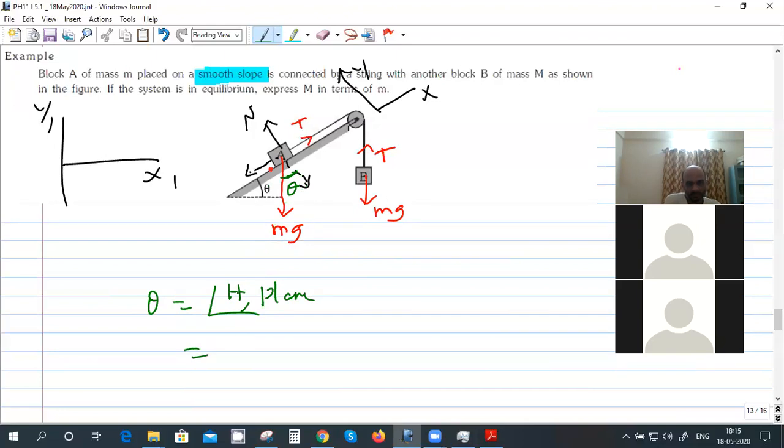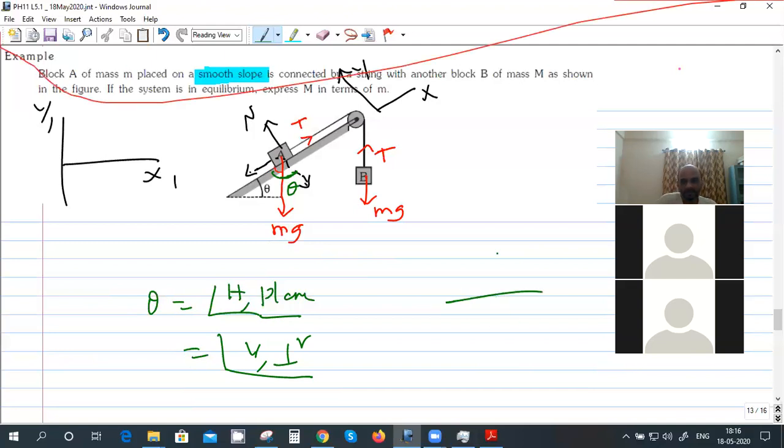So perpendicular to horizontal is vertical and perpendicular to the plane is normal. The angle between two lines and the angle between their normals are the same. That is the way to remember it. That will be 90 minus theta. So whenever you see this, just look at the horizontal and the plane. The angle between vertical and the normal to the plane will be the same.